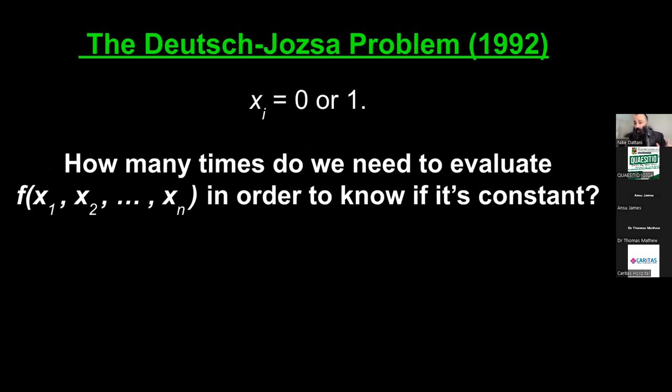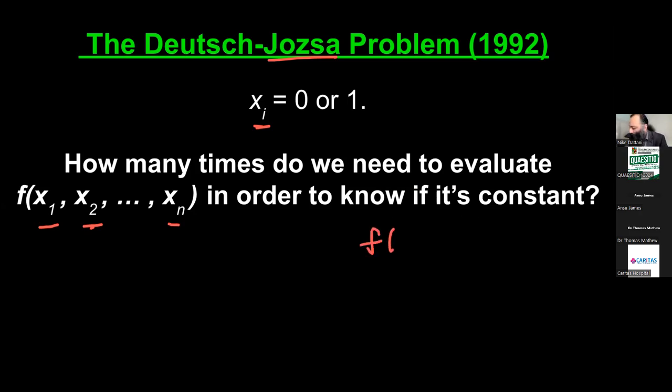Now we can scale this to a much larger scale, okay? David Deutsch and Richard Jozsa in 1992 came up with a generalization of this problem where we have xi as a variable, it's either 0 or 1. We have many variables here, x1, x2, x3, up to xn. How many times do we need to evaluate this multivariable function in order to know if it's constant?